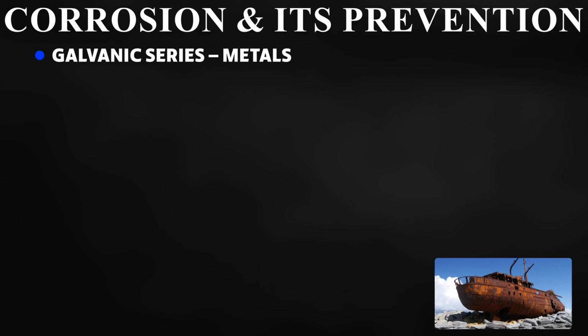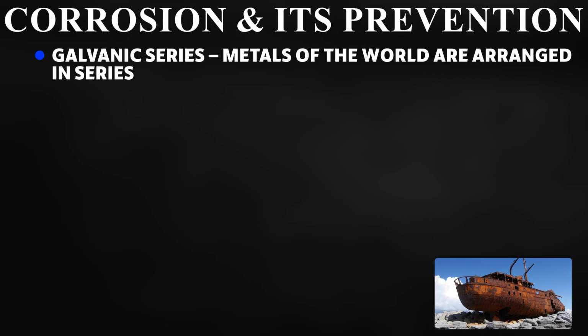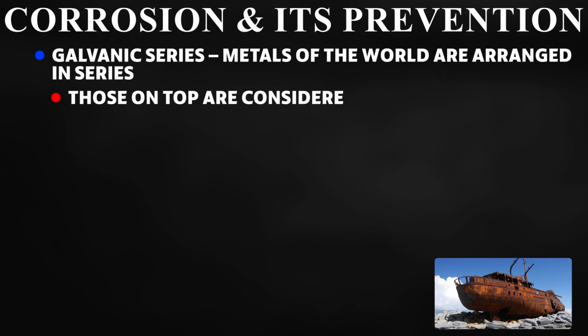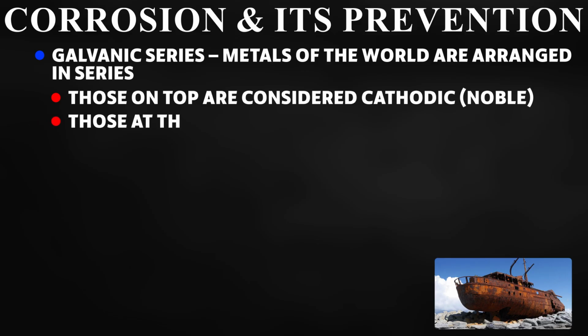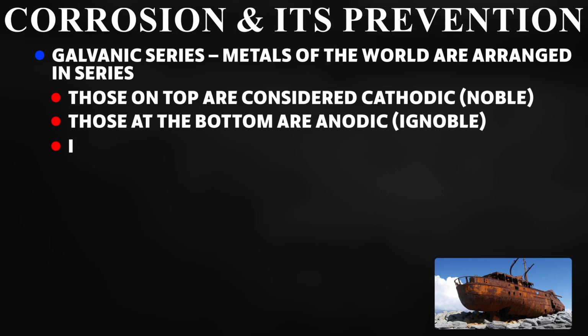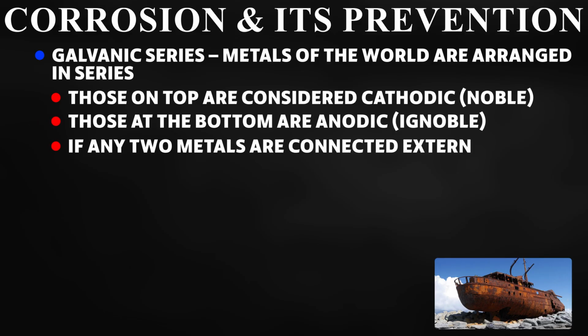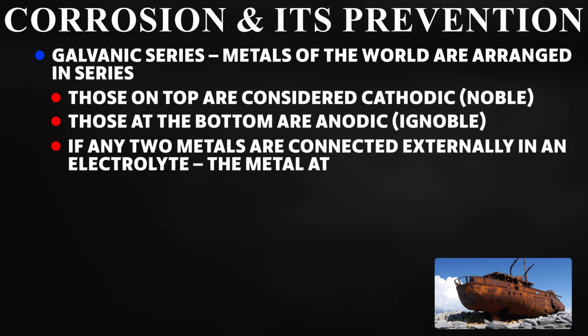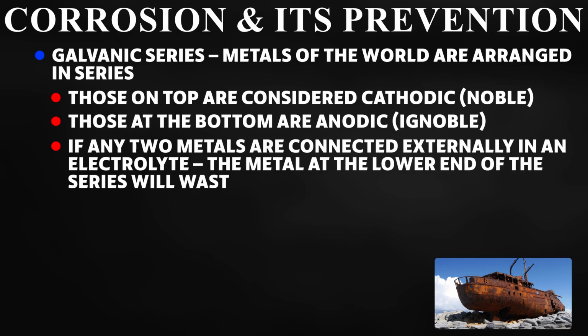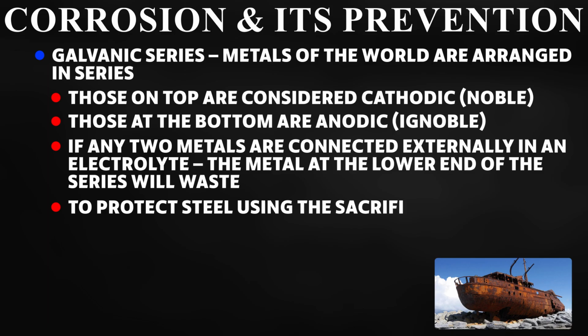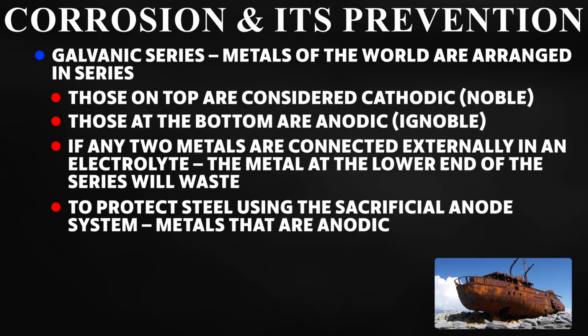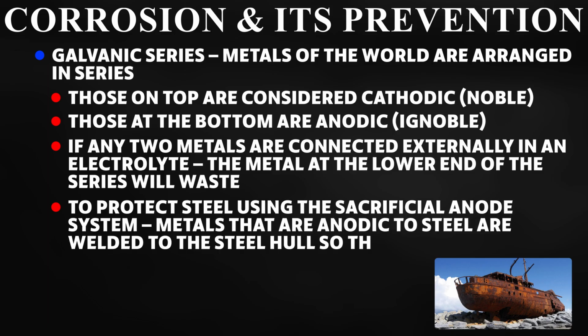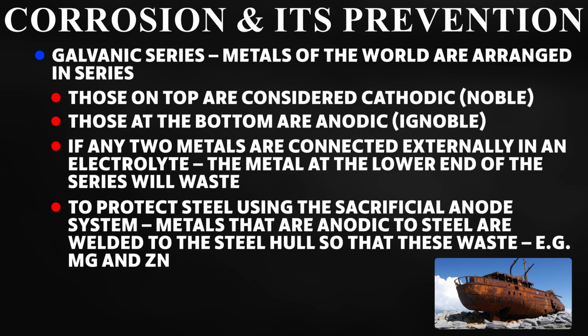Galvanic series: metals of the world are arranged in series. Those on top are considered cathodic, noble. Those at the bottom are anodic, ignoble. If any two metals are connected externally in an electrolyte, the metal at the lower end of the series will waste. To protect steel using the sacrificial anode system, metals that are anodic to steel are welded to the steel hull so that these waste, e.g. Mg and Zn.